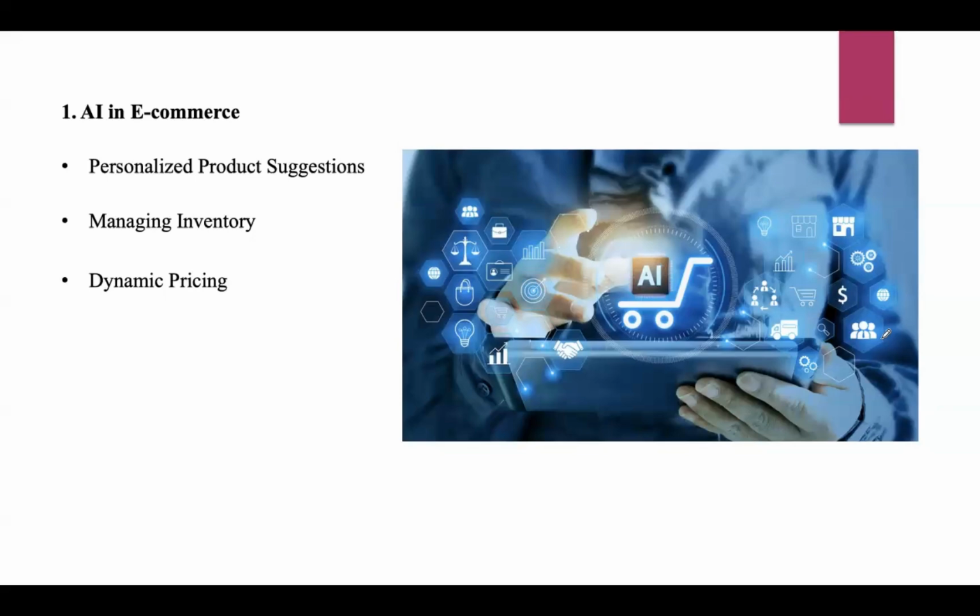Third one is dynamic pricing. Artificial intelligence dynamically adjusts pricing according to demand or market competition or even inventory levels, ensuring customers receive optimal value while enhancing the store's profitability.